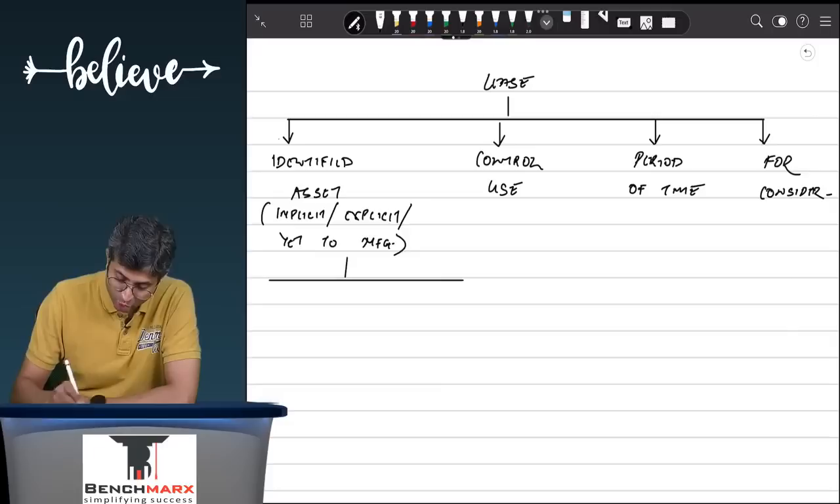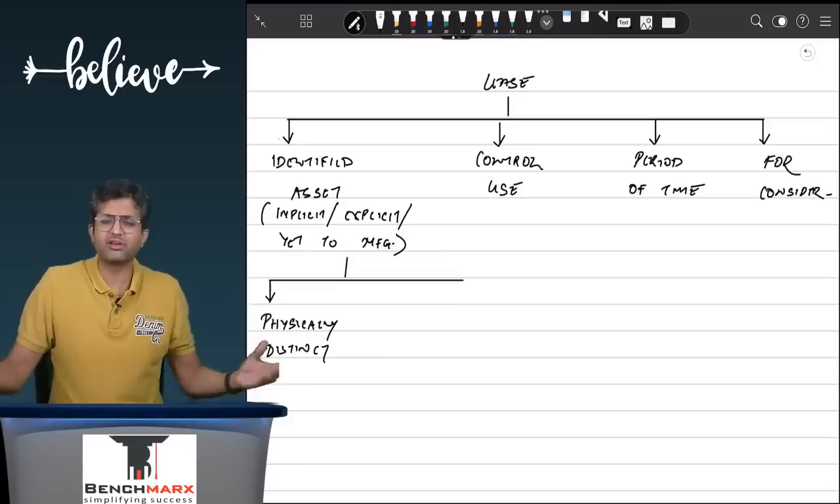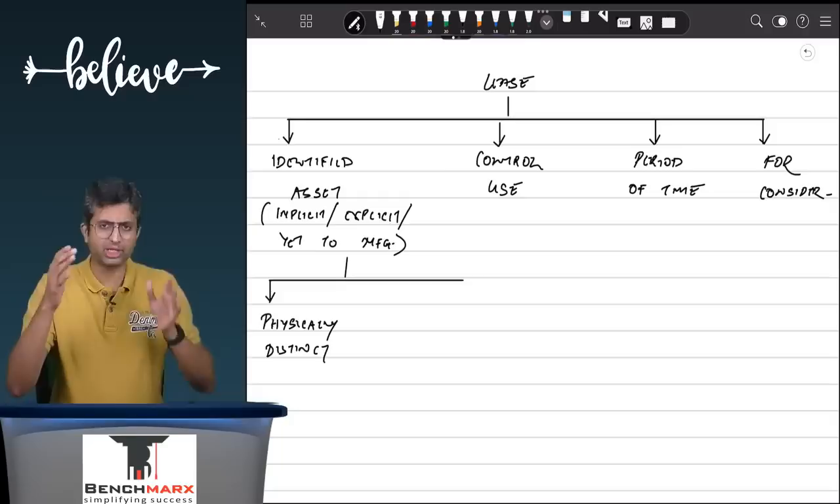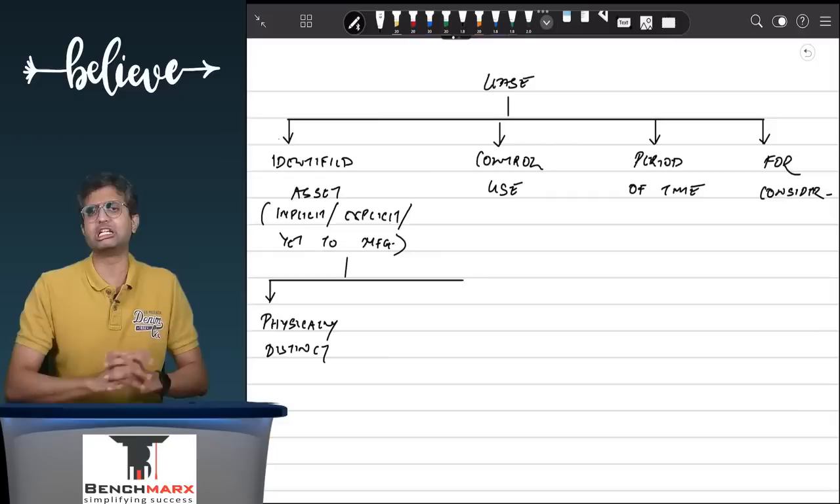The asset has to be physically distinct. Like, for example, if you look at an old society, in the old society, if you buy a flat, you get a right to park, but you can park anywhere in the society compound. You don't get a physically distinct parking space. However, if you go to a new society, you will have earmarked, dedicated parking space, which is allotted to you only, which is considered to be physically distinct. So for something to be under lease, there has to be an identified asset, and that asset has to be physically distinct. If the asset is something which is a separate unit, which can be physically separate, no problem in that.